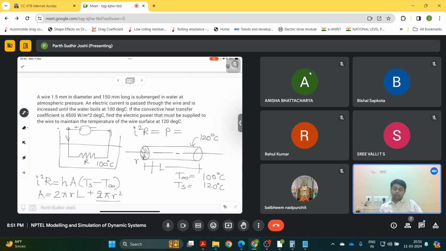So if we look at it from the top, the heat is being transferred in all directions radially through convection, and the heat that is being generated because of the resistance of the wire is being transferred to the water. So this is how we can write the equation for heat transfer over here.